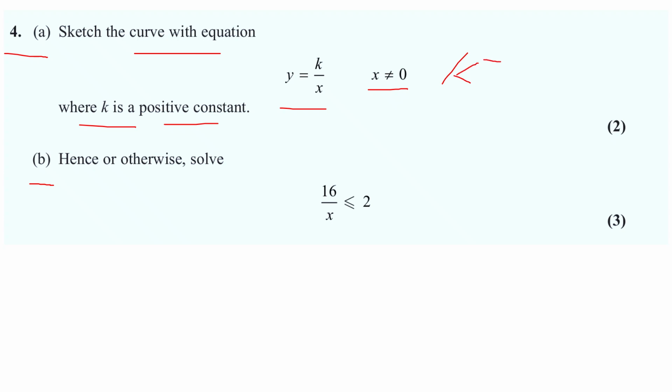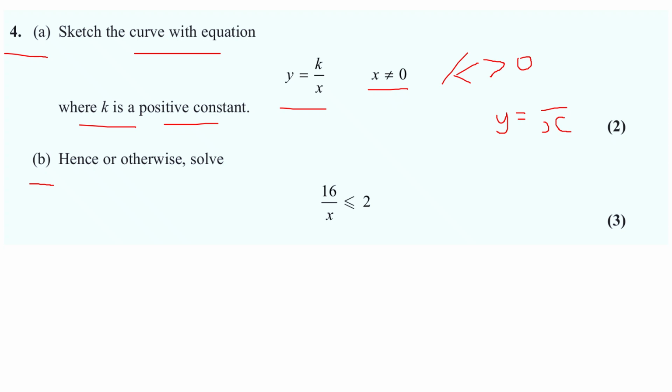Now this is what I call a reciprocal graph. So we've got y equals 1 over x, for example, x to the minus 1, or 2 over x, 3 over x, etc. So what does that actually look like?